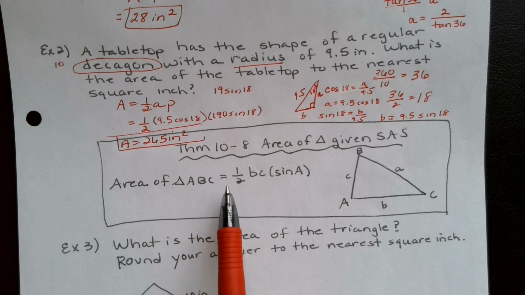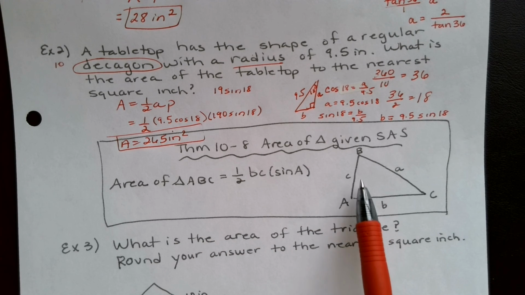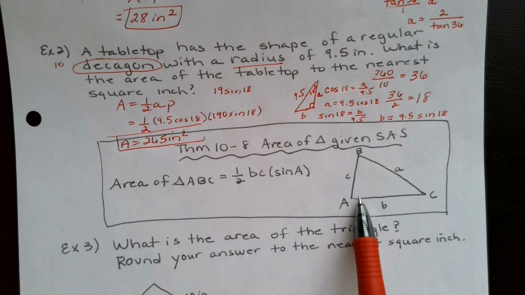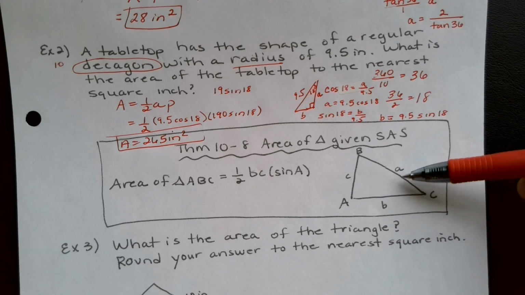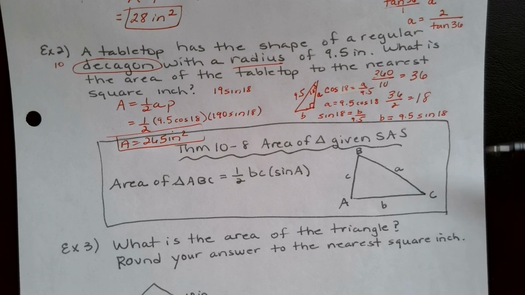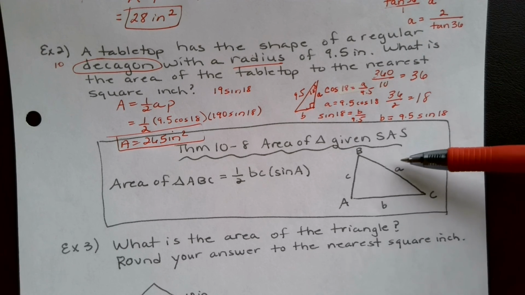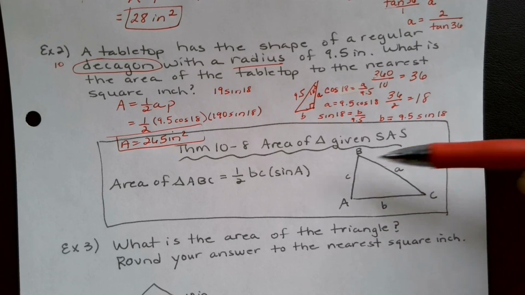Now in this one, it happens to use 1/2 of B times C times the sine of A. But you could use it for any of these. It could be 1/2 of A times B times the sine of C, right? It's just got to be that included angle. Or it could be 1/2 of A times C times sine of B.